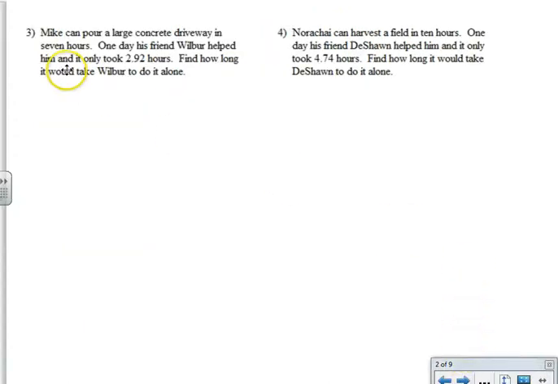So Mike can pour a large concrete driveway in 7 hours. So Mike's rate is he can complete the one job in 7 hours. So that's Mike's rate. And then Wilbur helped him, and it only took both of the guys 2.92 hours. Now what this number is, it's the t, it's how much time that the boys worked together. So when I go to set up my problem, and I haven't set up a chart yet for you, but if you'd like to use a chart, that's fine. I'll set one up on this problem. We've got Mike and we've got Wilbur.